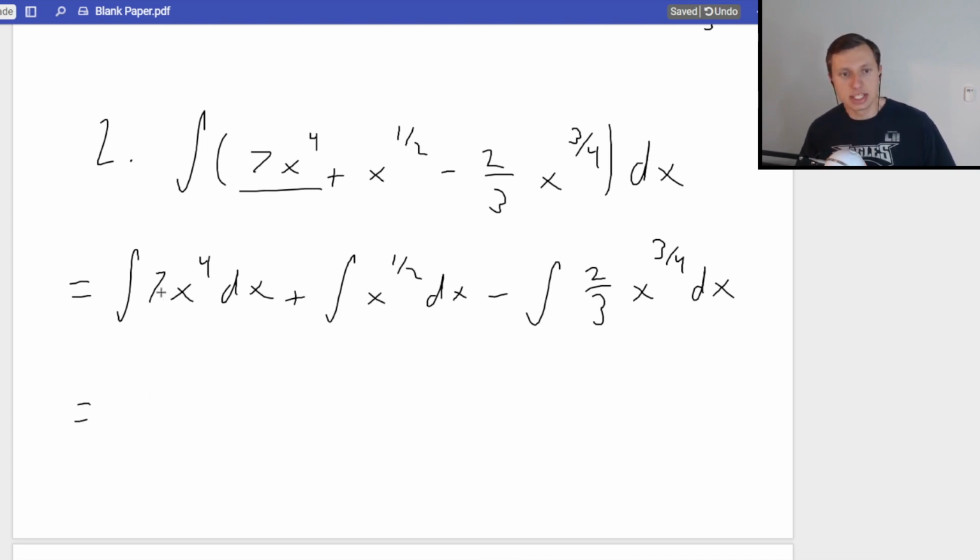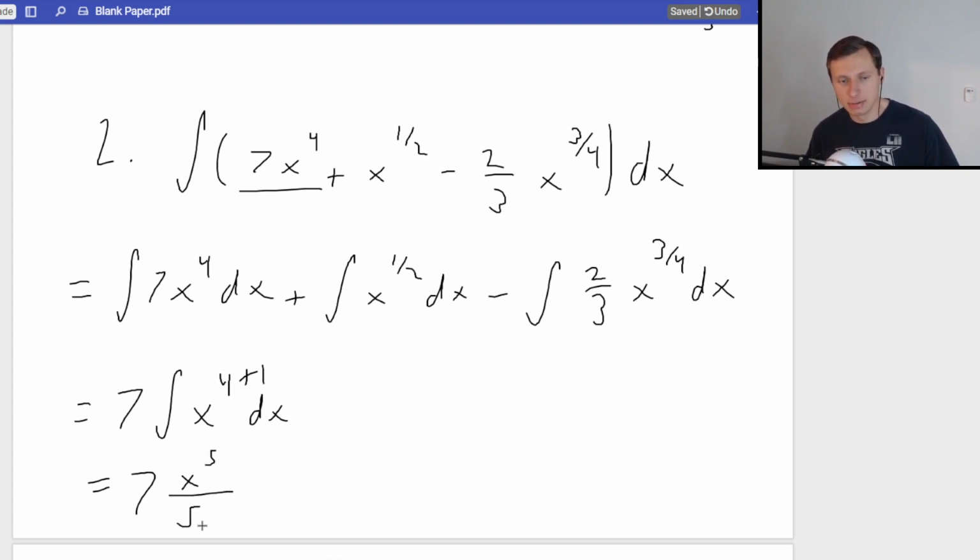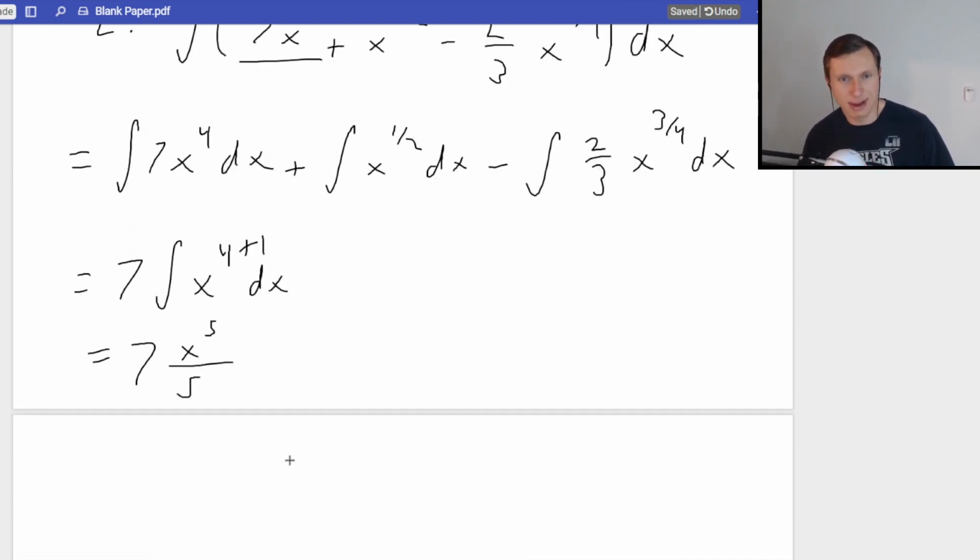So first, 7x to the 4th power, I'm going to rewrite that as 7 integral x to the 4th dx. The reason I did that is because the 7 is a coefficient, which means I can just write it out in front. And the integral of x to the 4th, this is where the power rule kicks in. Integral of x to the 4th is going to be x to the 4 plus 1 power, so 5, divided by that power, 5. This is the integral, 7x to the 5th over 5. We're about to do a bunch of these today, so get used to the power rule if you don't remember it. Okay, that's it for the first one.